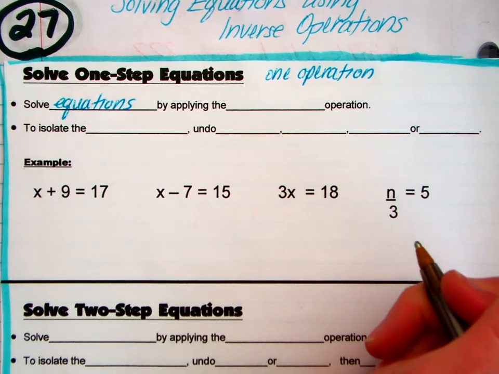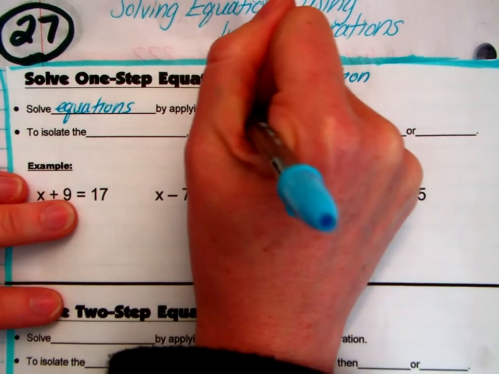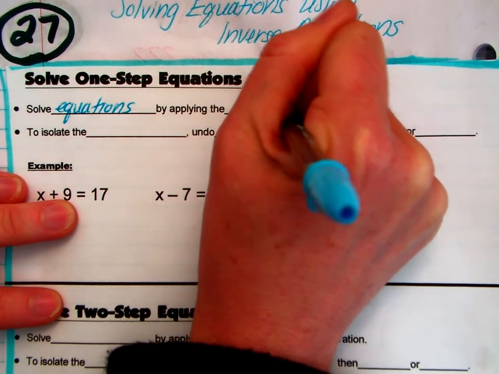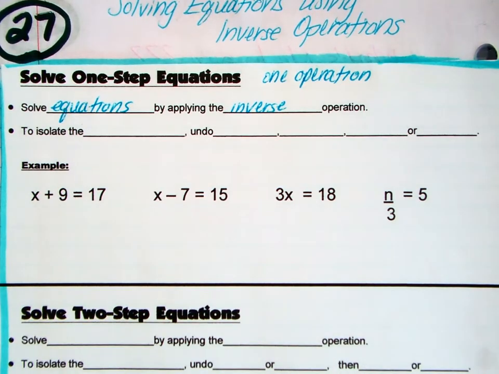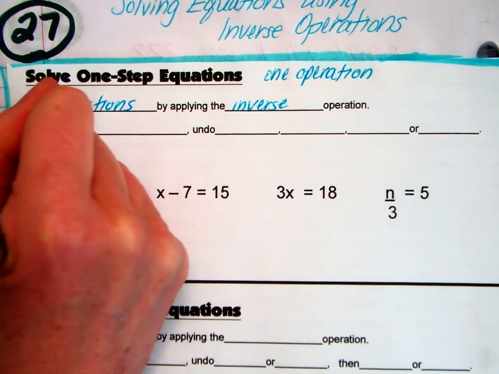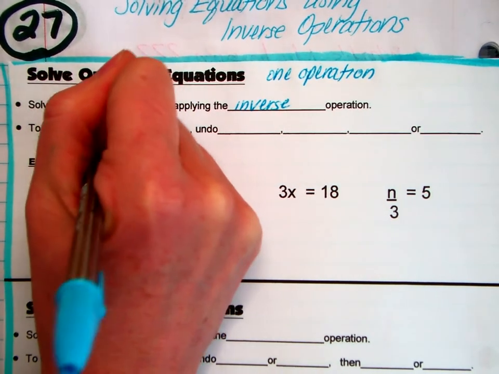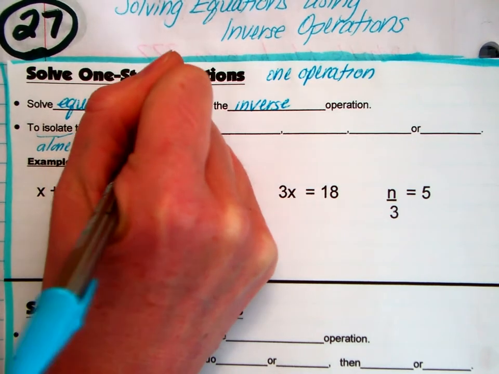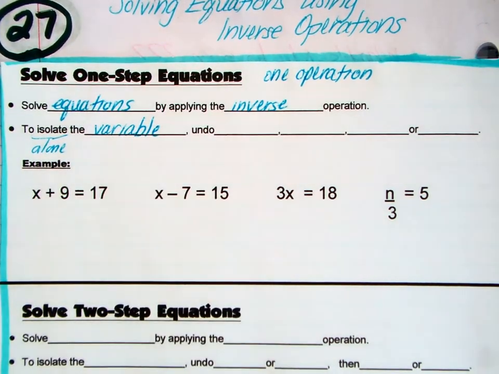Solve equations by applying the inverse operation, which is why we went to all the trouble to identify inverse operations. To isolate, which means to get alone, the variable, and all that's saying is I want the variable to live by itself, you have to use undoing of the operations. You want to undo the operation.